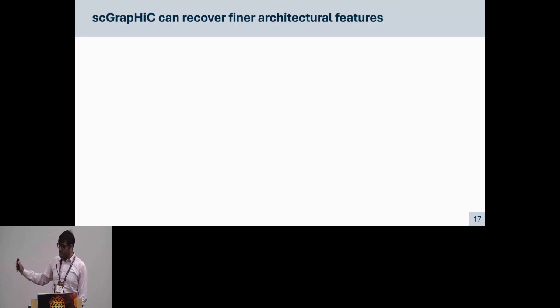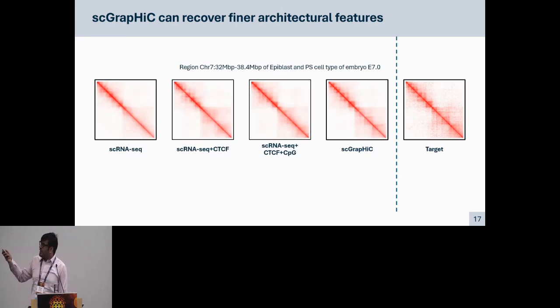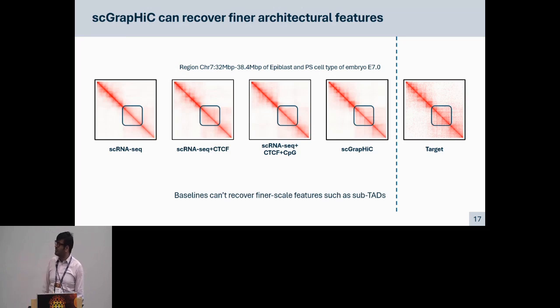First of all, I'll qualitatively show some contact maps that came out of our model, and I'll compare them with some of the baselines that we're comparing ourselves against. Broadly, we find that all of the baselines and single-cell GrapHiC included are able to recover this global genome organization fairly accurately. But zooming in on the region that is highlighted with the box, we see that none of the baselines were able to recover these fine-scale architectural features such as subTADs, essentially highlighting the utility of performing a deconvolution step in the graph encoding part of our architecture.